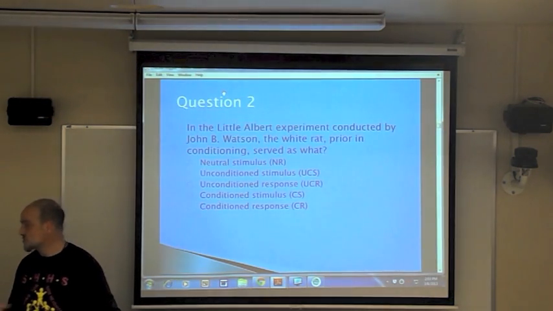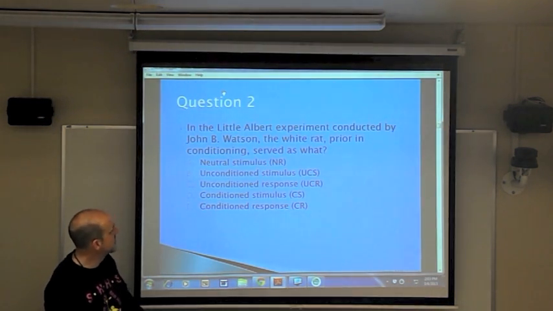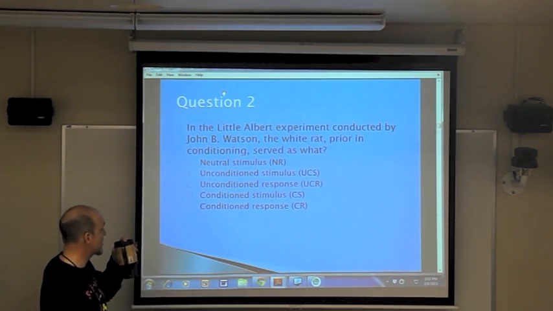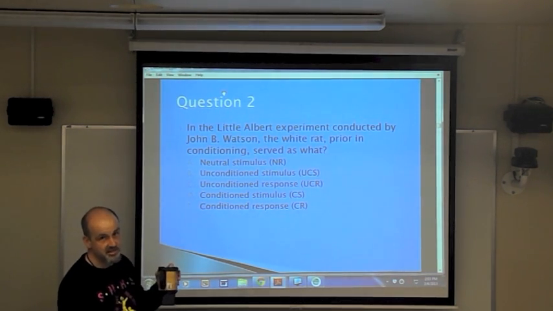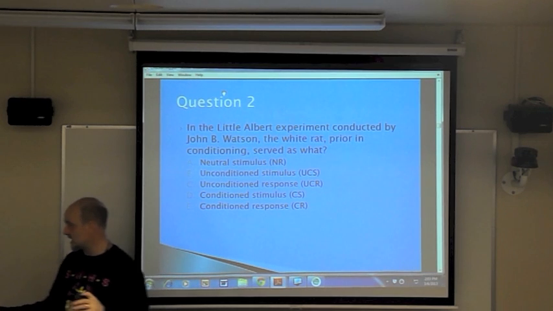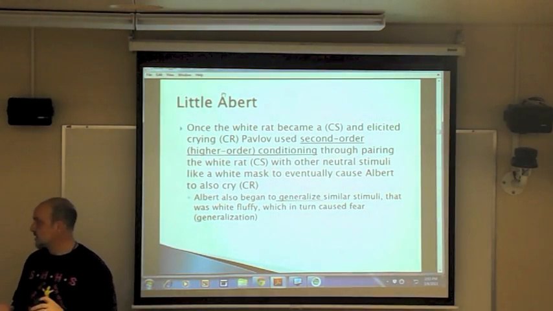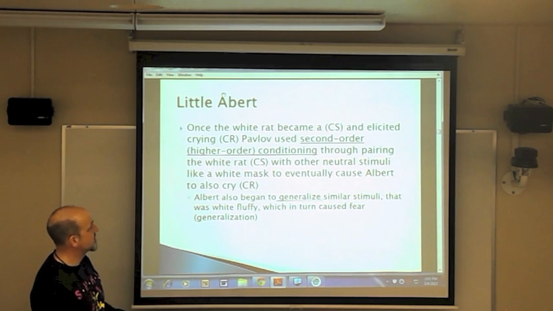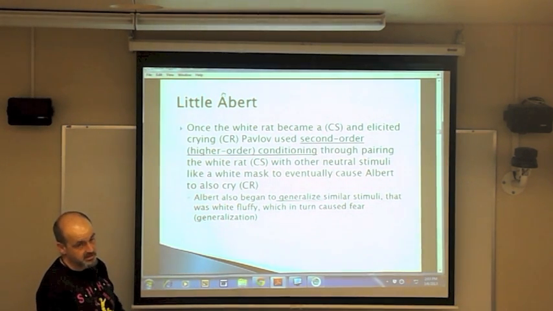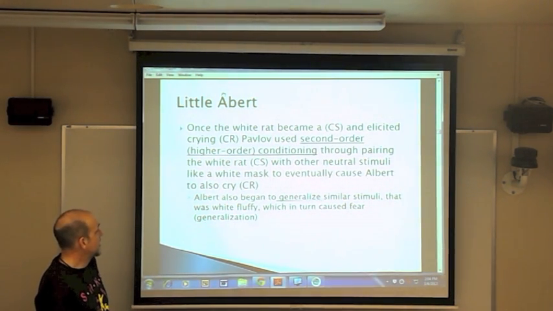Now, in the little Albert experiment conducted by John B. Watson, the white rat, prior to conditioning, served as what? Remember, it did nothing. That's how you remember it. So most of you said right away, that's a neutral stimulus. Now, once the white rat became a conditioned stimulus, remember, learned means conditioned, and elicited or caused crying, Watson used second order, higher order conditioning.